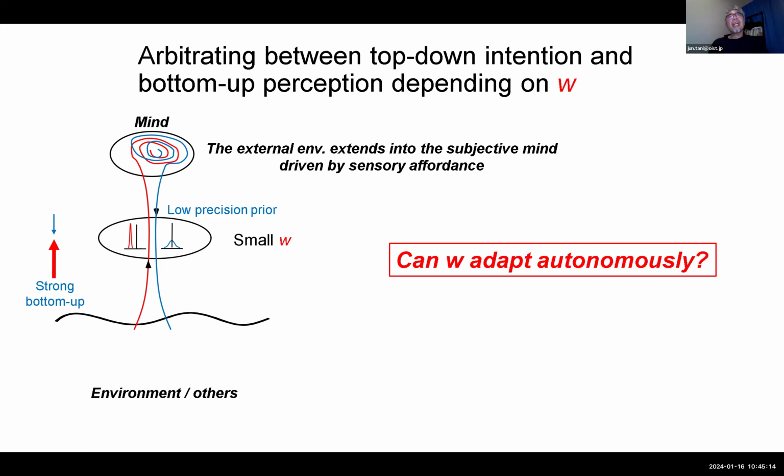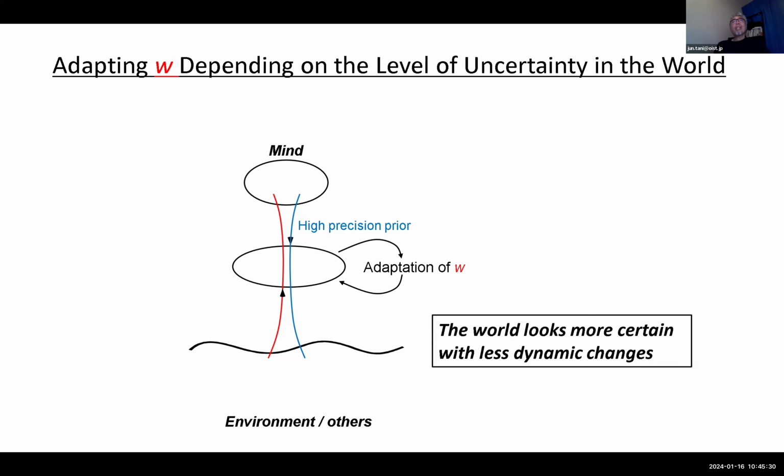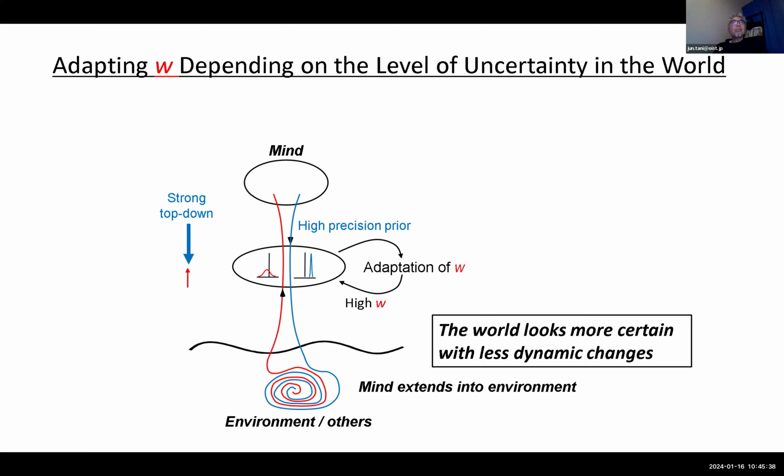So the question is, can W adapt autonomously? The idea is adapting W depending on the level of uncertainty in the world. We have not done this yet, but we are thinking about it now. When the world looks more certain with less dynamic change, then W should adapt to a much larger W, because prediction goes very well. Then we can rely on a strong top-down prediction.